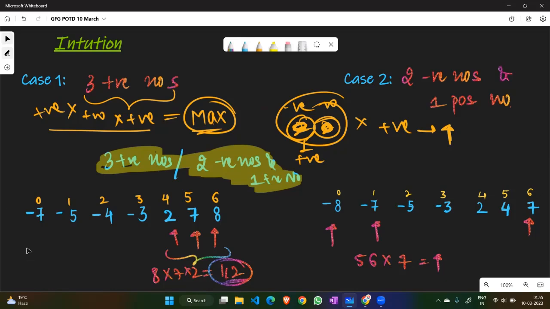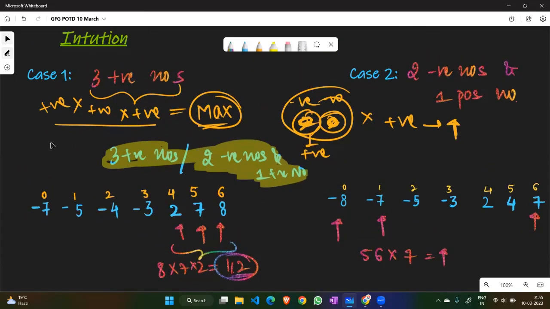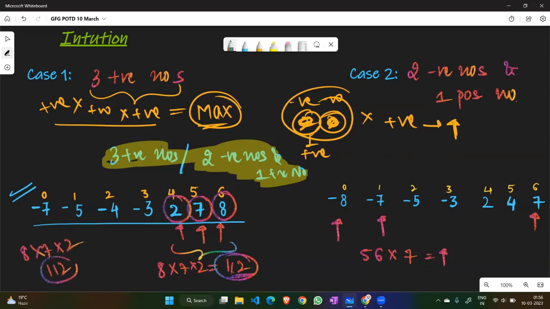So let's discuss the approach. The first approach I think of is to generate a sorted array like this. This is already a sorted array. I can take the first maximum, second maximum, and third maximum, and then multiply. It will be 112. The first case is completed. Now for the second case, if I take two negative numbers, it can generate the maximum positive number.